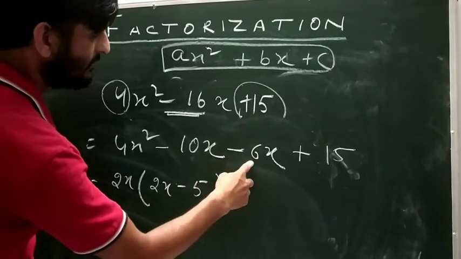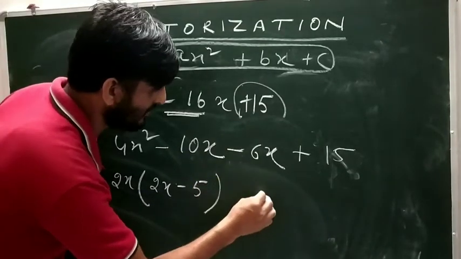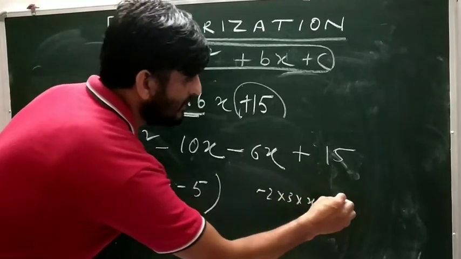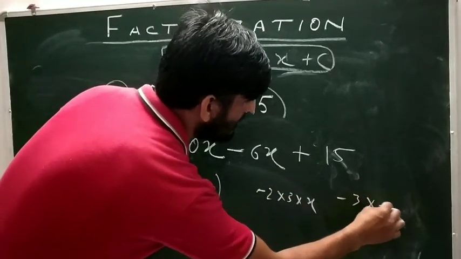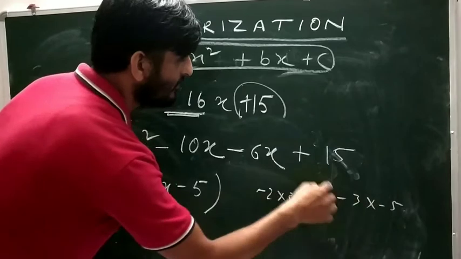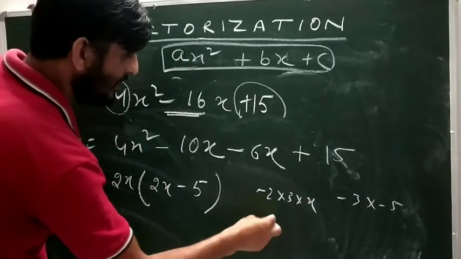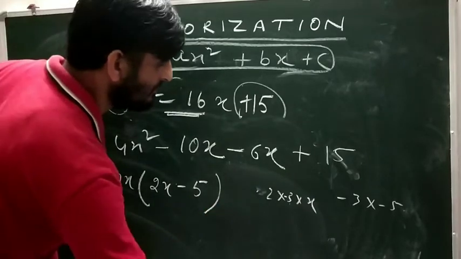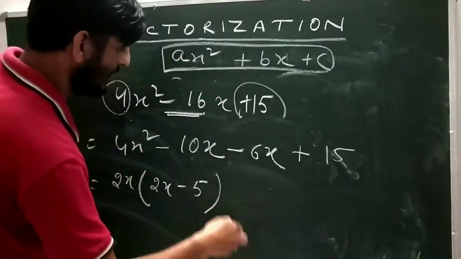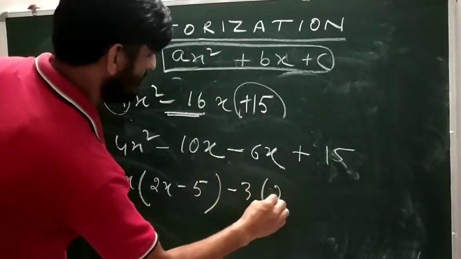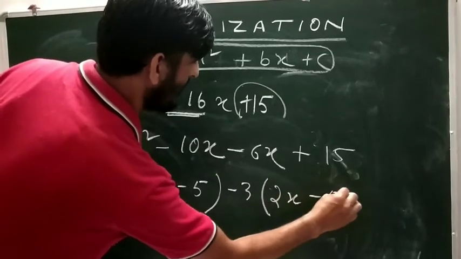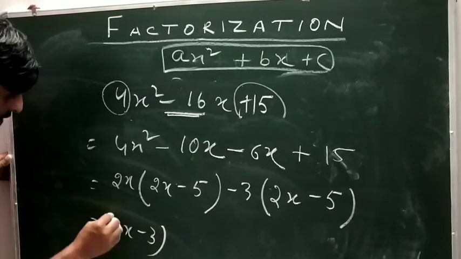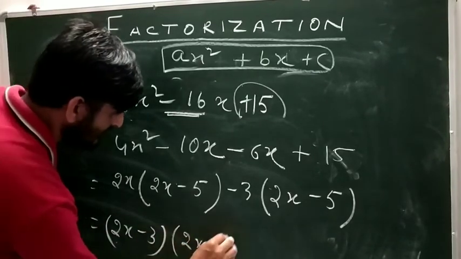Here, from here what can we take common? Minus 6x means minus 2 multiplied by 3 multiplied by x. 15 means minus 3 multiplied by minus 5. Minus minus plus 15. So if it is minus 3, then minus 3 can be taken as common. So we are taking minus 3 common. It is 2x minus 5. So the result is 2x minus 3 and 2x minus 5.